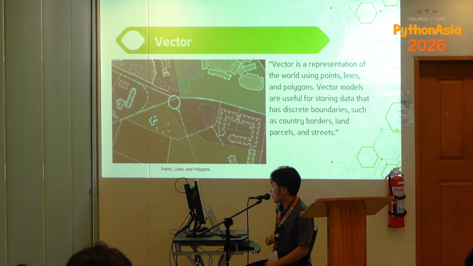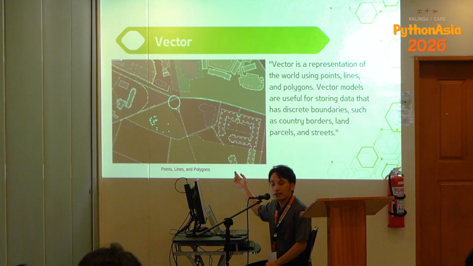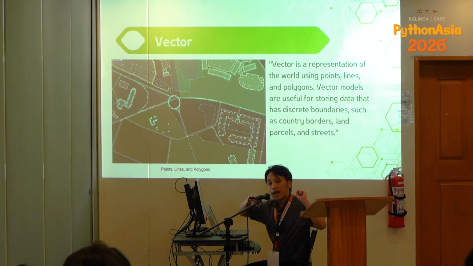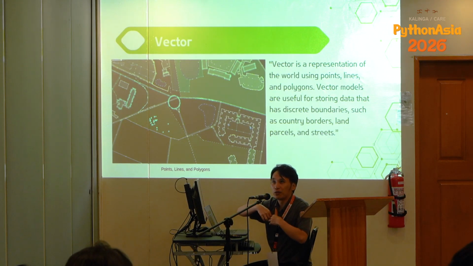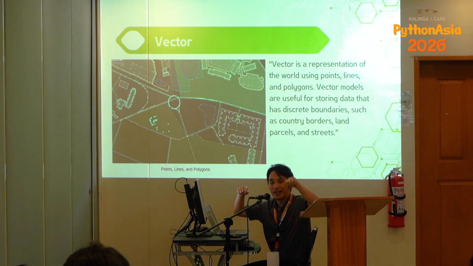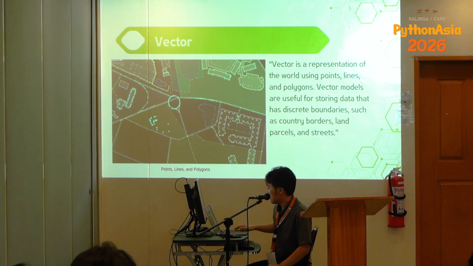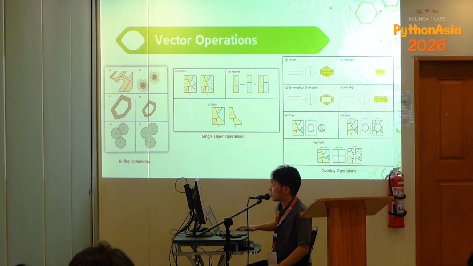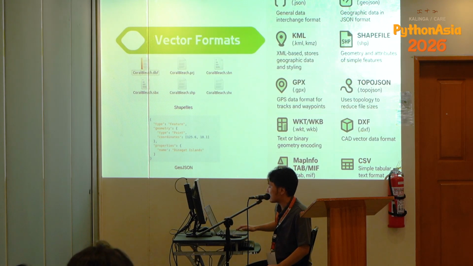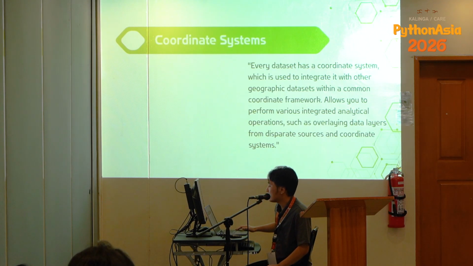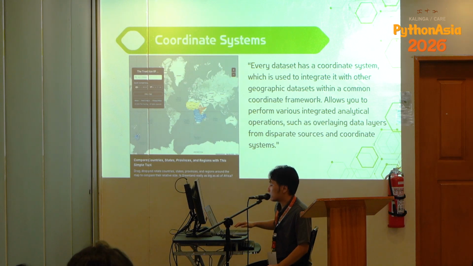So next one is vector. I think you're very well familiar with vector data as well. You have point data, points, lines, polygons. Let's say you're looking at Grab, right? For example, in Grab, you have 2 points. It will tell you a line where you want to navigate. So these are the vector operations. You have your various vector formats. And you have what we call coordinate systems.